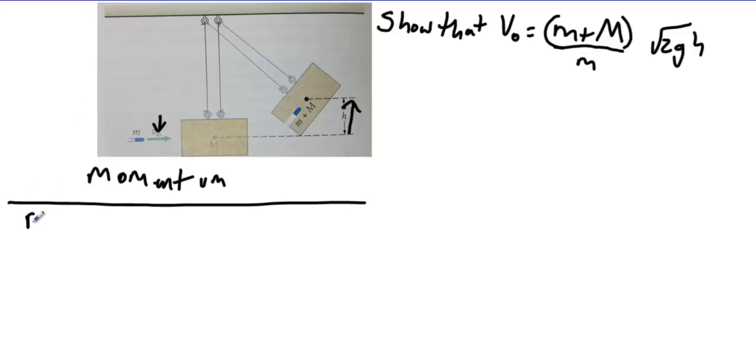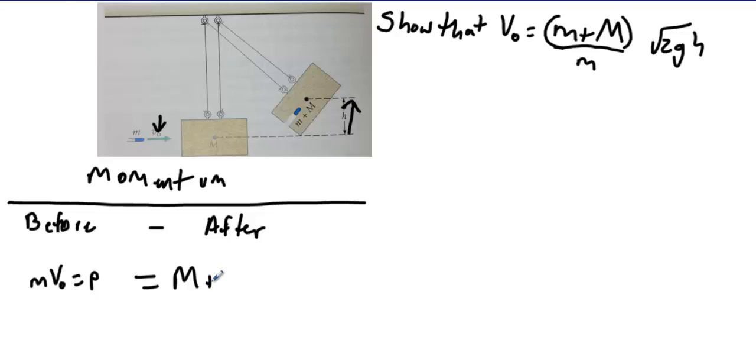So initially, or before, we have a little bullet, which is little m, and it's moving with velocity v0. This is our momentum before the collision, which means after the collision that momentum is still the same, and so this is equal to big M plus little m, because these two things stick together in the pendulum and they're going to move with some speed v. That's the law of conservation of momentum.